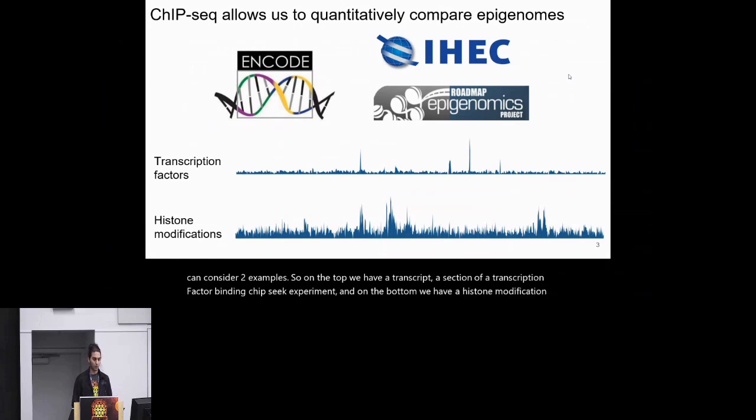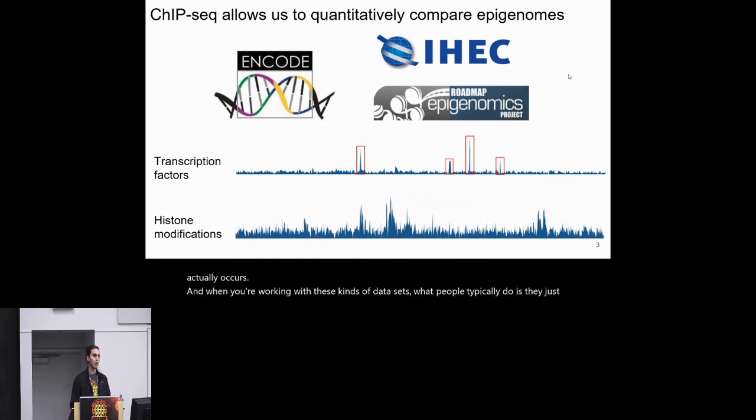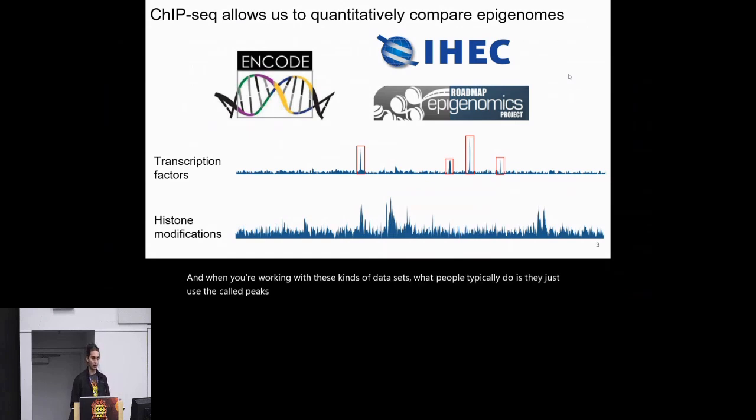Starting with the top one, we can see that in general, signals are pretty low, with the exception of these narrow peaky regions where the transcription factor binding actually occurs. When you're working with these kinds of data sets, what people typically do is they just use the called peaks and pretty much ignore everything else in their downstream analyses. There's been a lot of work done on accurate peak calling methods, and they tend to work quite well.